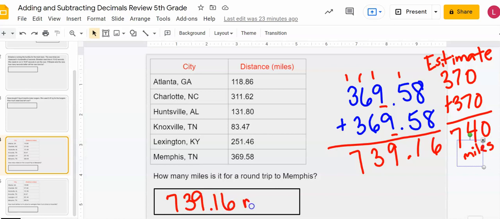And I want to make sure that I put my unit there. It's miles. And let's look back at our estimate. We had our estimate at 740 miles. And we knew that it was going to be a little bit less, but it's very close. So great job on that one.